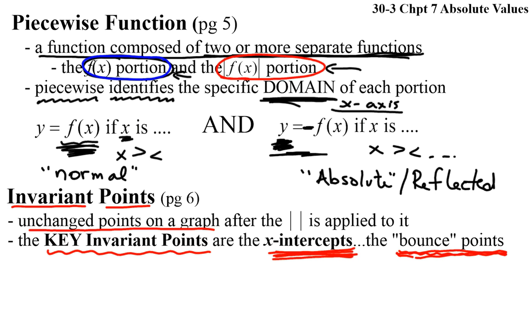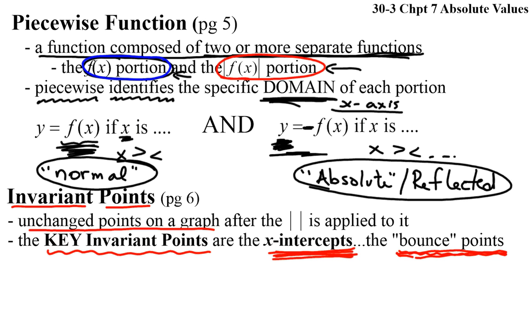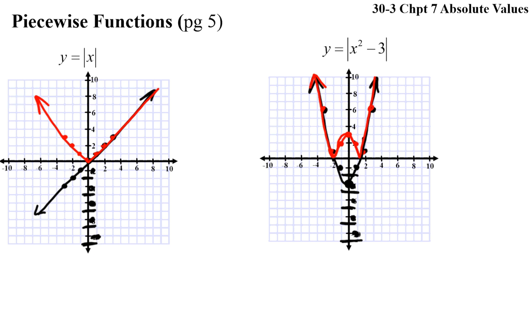So this is what we have to do with Piecewise, is we have to look to see where do we have the normal graph versus the absolute or reflected part of the graph, and what are the bounce points to help us figure out where on the x-axis does each part occur. So it's tricky, not a lot of math, but it's tricky.